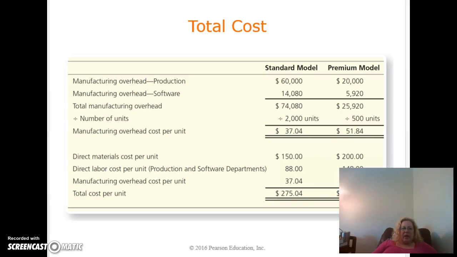To determine the unit cost of the manufacturing overhead, we divide the total cost by the number of units. We can then add the manufacturing overhead unit cost to the direct materials and direct labor unit cost to determine the total unit cost.